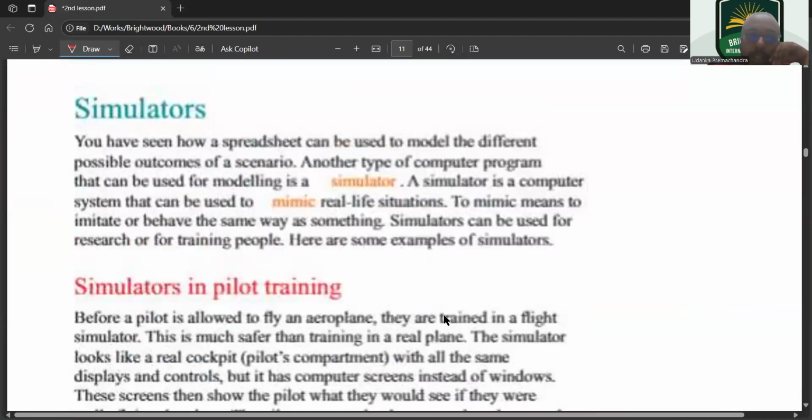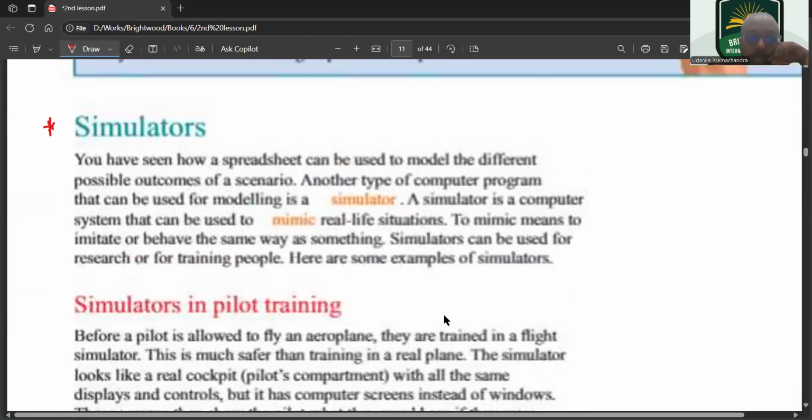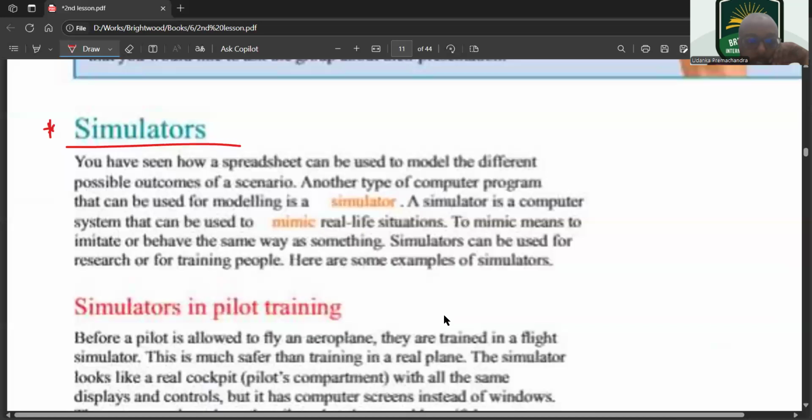Okay, write down the next part, simulators. Write down simulator. Actually, you have seen how a spreadsheet can be used to model the different possible outcomes in a scenario.